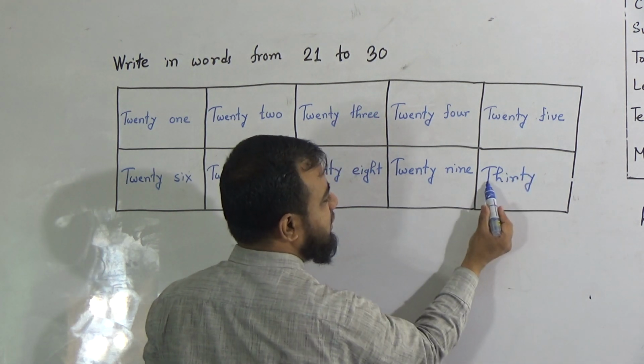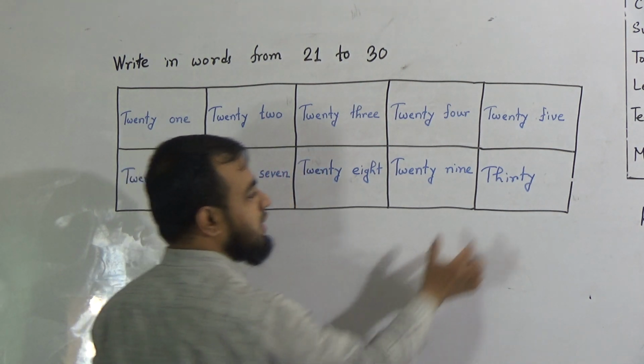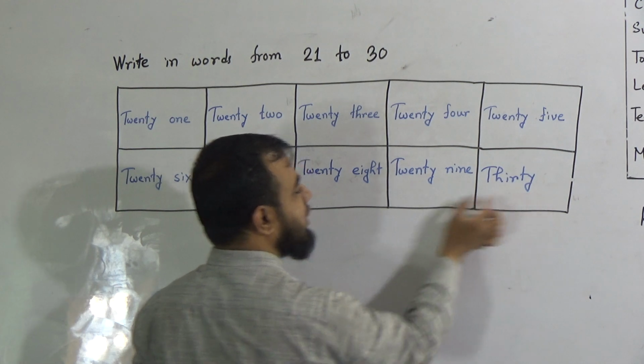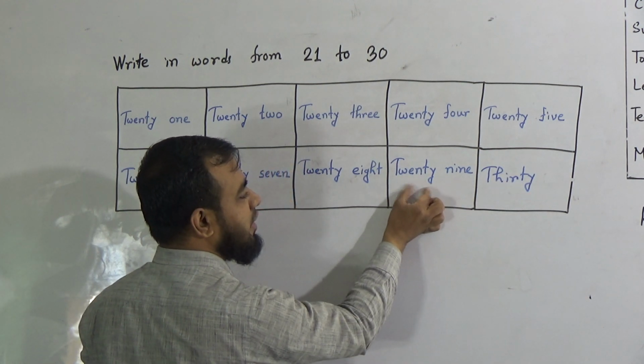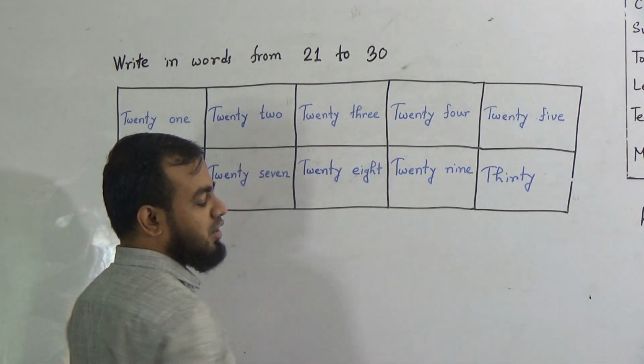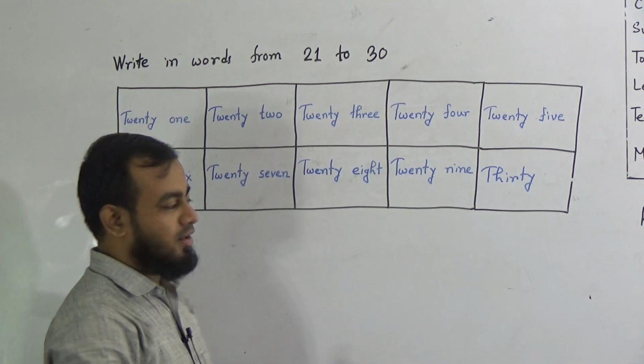So dear students, we need to memorize these spellings very carefully, and we need to memorize this 20 spelling very carefully. If we memorize these two, we can write down from 21 to 30 easily, because there is only 1, 2, 3, 4, 5, 6, 7, 8, 9, nothing else.